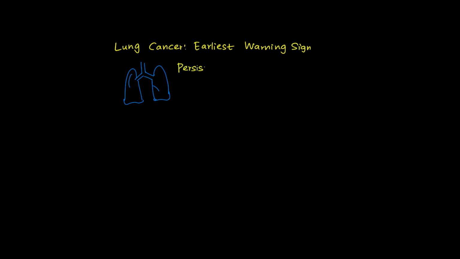A 30-year heavy smoker wants to know the earliest warning sign of lung cancer. The answer is a persistent cough that won't go away. Here's the problem. Smokers cough. They cough every day, so when a cough lingers or changes character, they brush it off as just their smoker's cough acting up. That dismissal is exactly why lung cancer gets caught late.